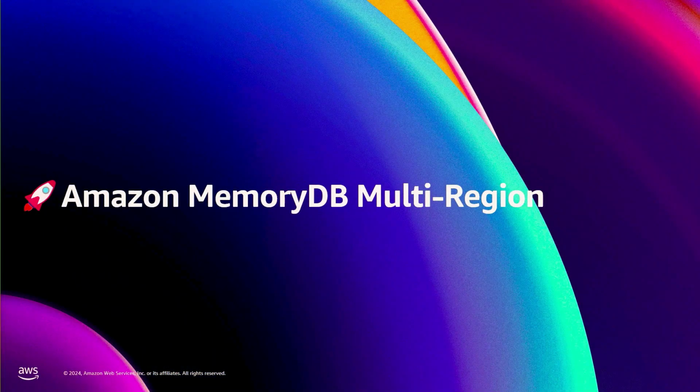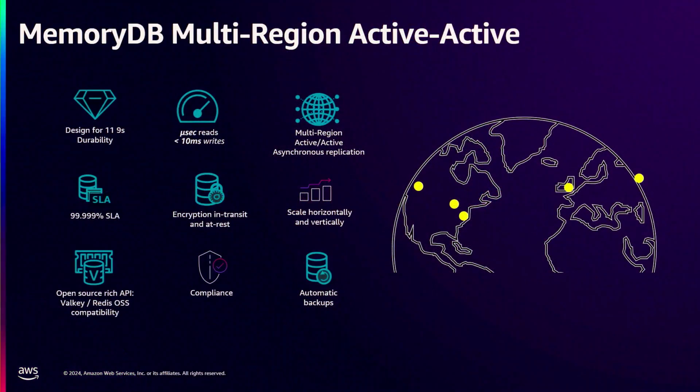As I said when we started, I'm excited to share that yesterday we launched the general availability of Amazon MemoryDB multi-region. Amazon MemoryDB multi-region is an active, asynchronous cross-region replication database. It is designed for 11 nines of durability. It has a 5 nines availability SLA and has enterprise-grade security and compliance. It has microsecond local reads and low single-digit millisecond local writes. It has the open source API of Valkey, and it can scale up to 500 nodes in a single cluster in every region. And please note that this is not just a list of bullet points. These are specific design and product choices.